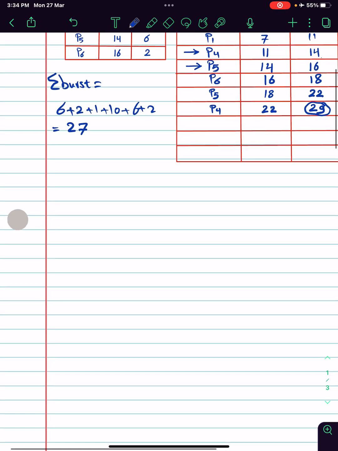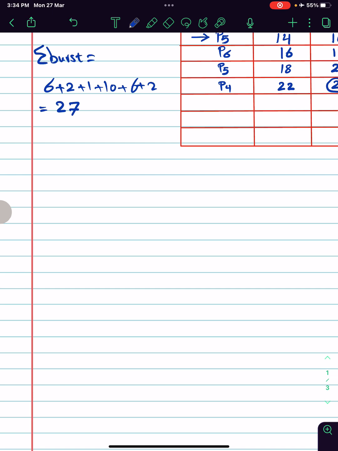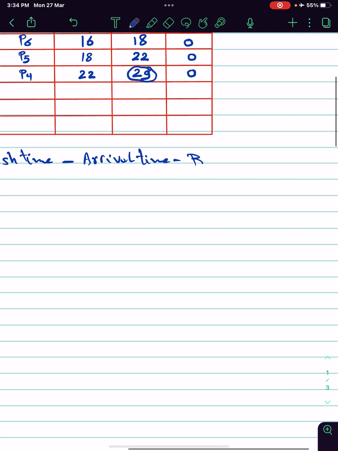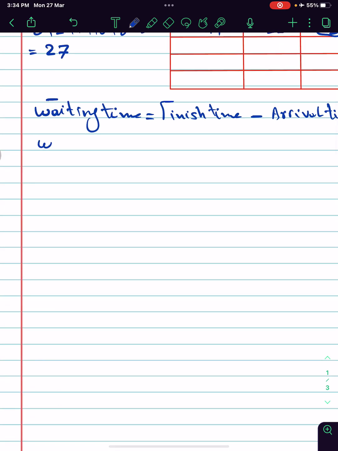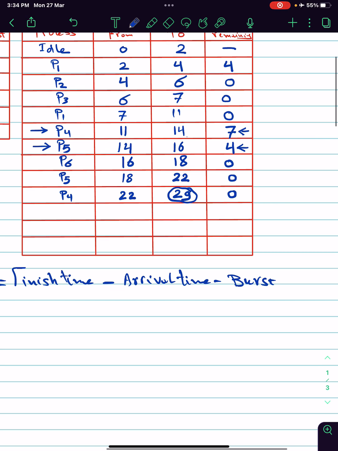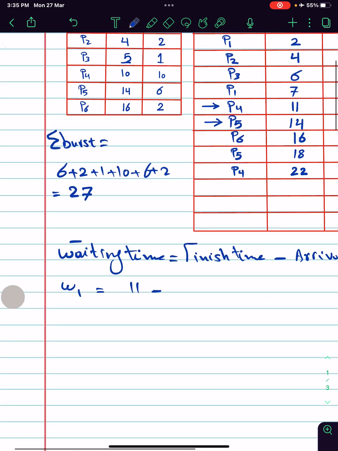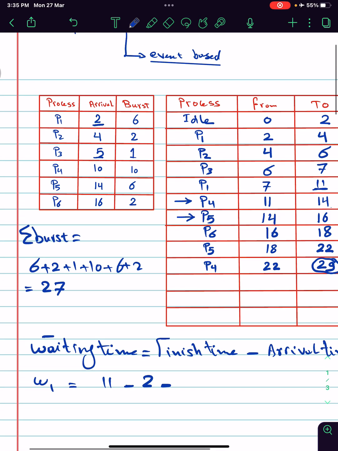Now let's get the waiting time of each and every one of them, because this is preemptive. The only equation you should be using is the waiting time equals finish time minus arrival time minus burst. So waiting 1, which is the waiting for process 1, equals, when did process 1 finish? Let's look at the table. Here it is, the remaining time of P1 is 0 at time 11. Do you see it? So the finish time is 11 minus, when did P1 arrive? It arrived at time 2, here it is, minus the burst is 6, here it is.